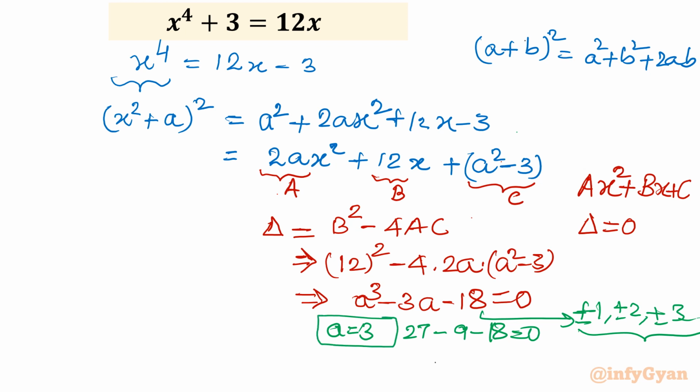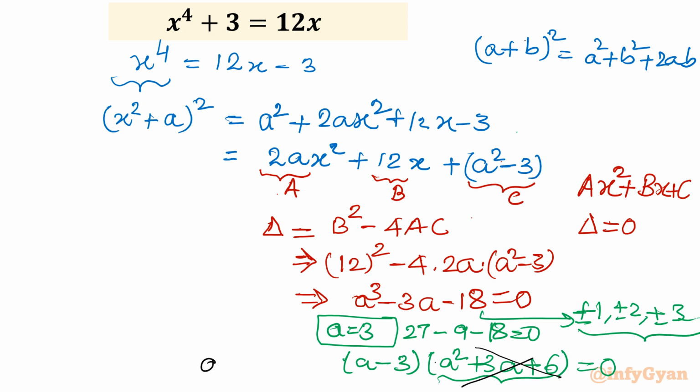Now you can factorize this one. You will have a minus 3 as one factor, and the other factor, using synthetic division, is a square plus 3a plus 6 equal to 0. Now you can see from the second bracket we will get complex solutions, so we will forget about this and skip it. So the conclusion is a equal to 3.